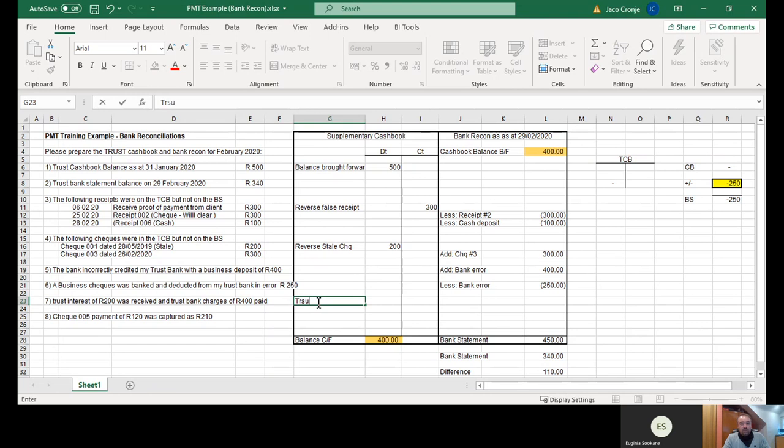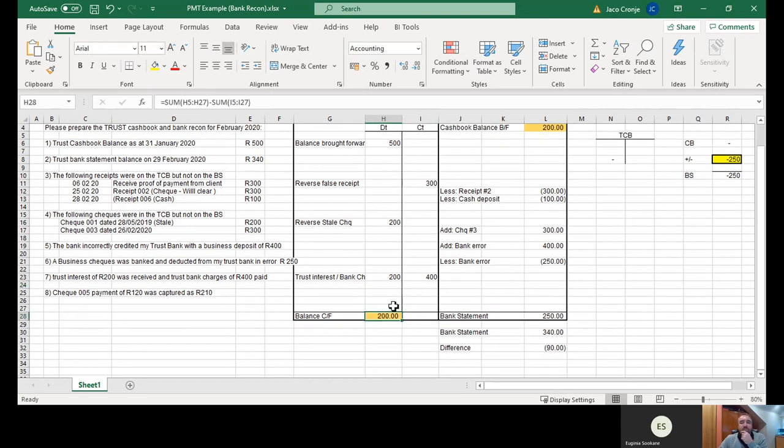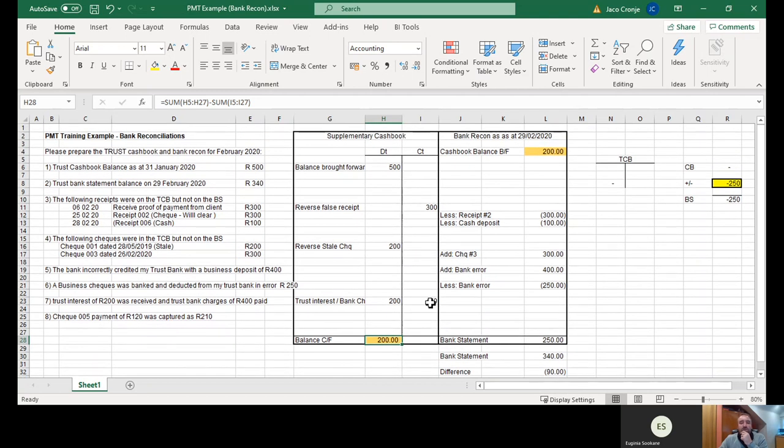So I'm going to say trust interest, bank charges. So interest will increase my bank account and bank charges will have a negative effect on my bank account. My formula is wrong there. Okay. I've already set this formula to deduct my credit side, just so that you could see. So I don't have to enter a minus on my supplementary cash book. Okay, so the reason we add that to our cash book is it is actual transactions that has already happened, and there's no way without capturing that my accounting records would be incorrect.